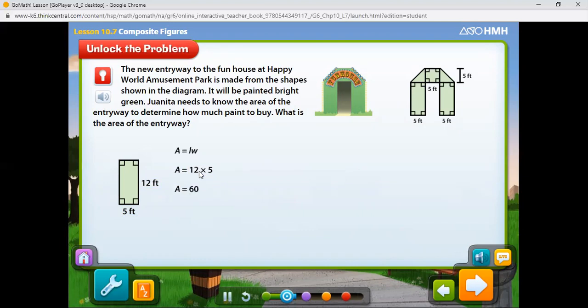The area of each rectangle is 60 square feet. To find the total area of the two rectangles, multiply this area by 2.